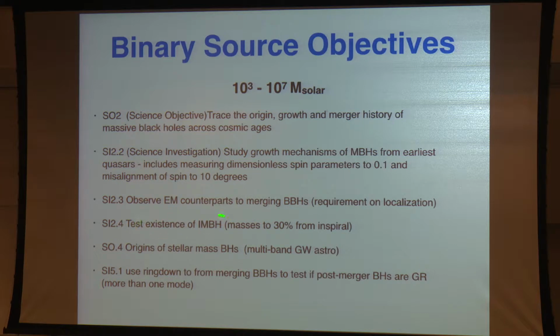Another one was to test the existence of intermediate mass black holes. I like this one because it's one of the things my group does with LIGO, to search for these intermediate mass black holes, ones that are a little too massive, a few hundred solar masses to 1,000. So that one intrigues me, to see it also from the LISA side. The origins of stellar mass black holes, so this is what we were just talking about with the multiband gravitational wave astronomy. How did these sort of fat stellar mass black holes happen?